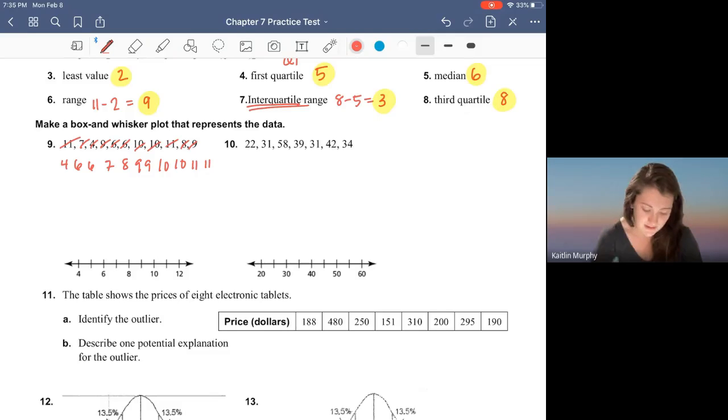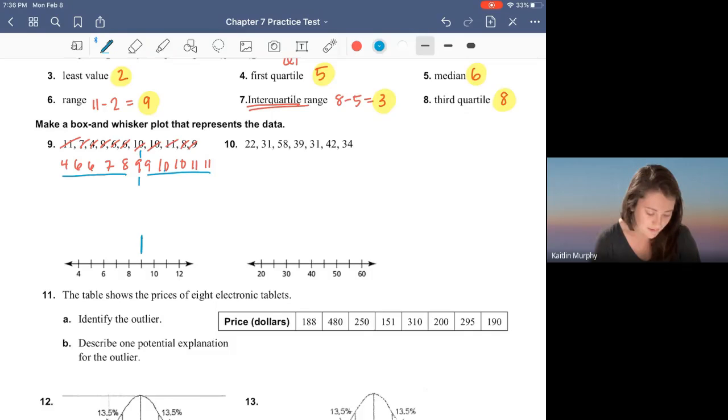Perfect. So the first thing I'm going to do is find the median because that's the middle of our box. So I have 1, 2, 3, 4, 5, 6, 7, 8, 9, 10, 11 numbers. So I'm going to have one right in the middle. 1, 2, 3, 4, 5. 1, 2, 3, 4, 5. So 9 is right in the middle. That's my median. So I'm going to go ahead and just put the middle of my box at 9.